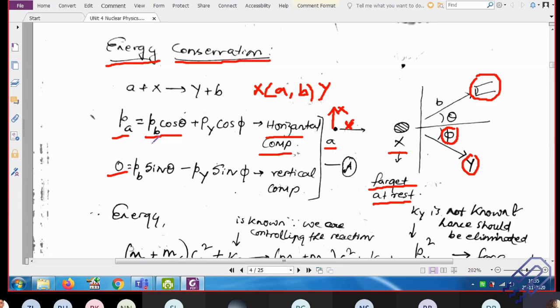So after it has collided, what happens to the horizontal component of the particle B? If you are considering the vectors, this would be your horizontal component of particle B, and this will be the horizontal component of Y. Both of them will be added up by momentum conservation. This would be nothing but PB cos theta, this would be PB sin theta, this would be PY cos phi, and this would be PY sin phi. So I think these things we already know. So PB cos theta plus PY cos phi, both will be in the same direction, right? So that is the horizontal component.